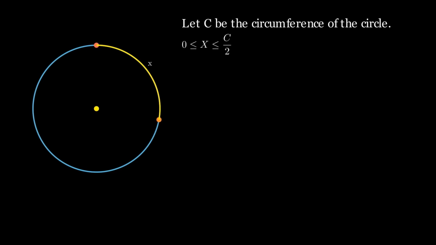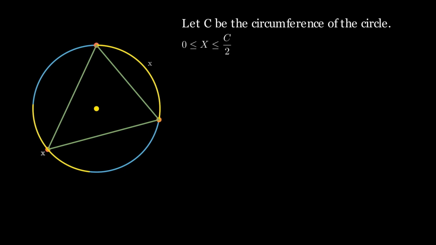Without loss of generality, we can fix the first point. Let C be the circumference of the circle. Let X represent the distance between the first and second dot along the minor arc of the circle. Note that X varies between 0 and C/2 as the distance is measured along the minor arc. For the center of the circle to be inside the triangle, the third point must lie on an arc of length X, opposite to the center as shown.